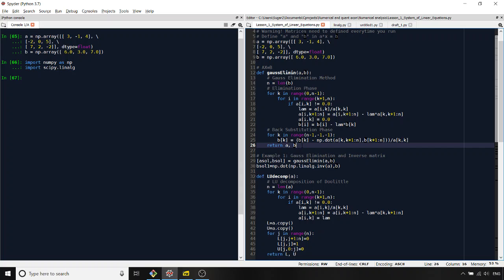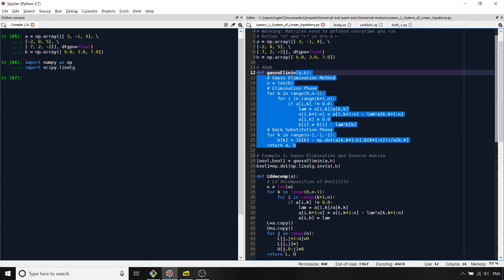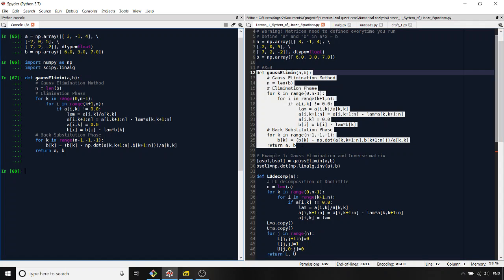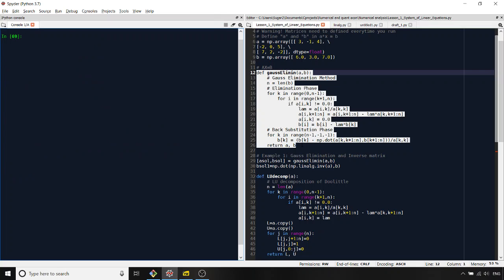So let's just have an example. I will define this function, and let's just cut in. And what we have in A is this.